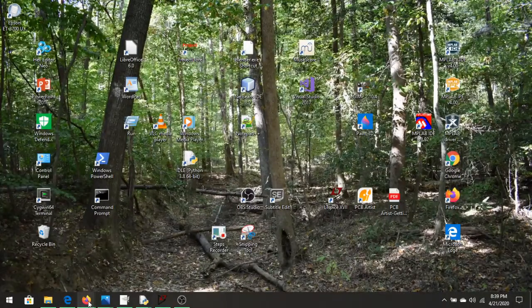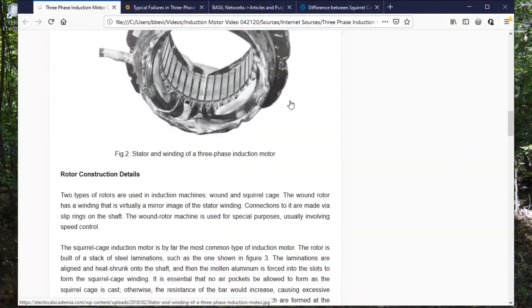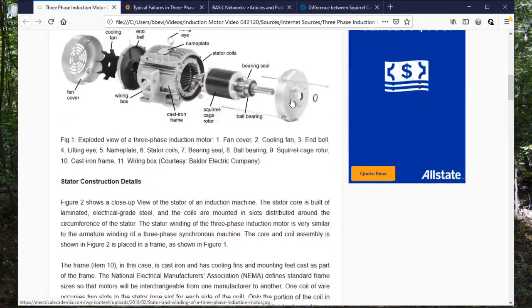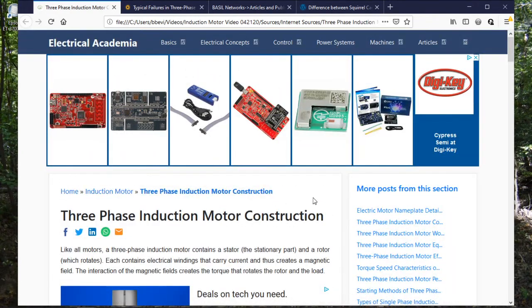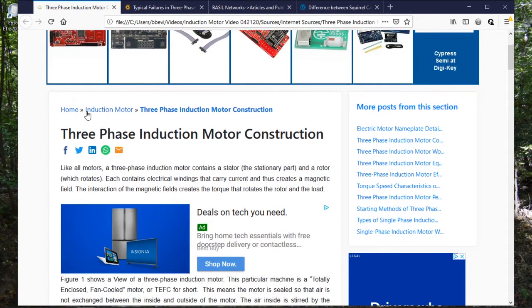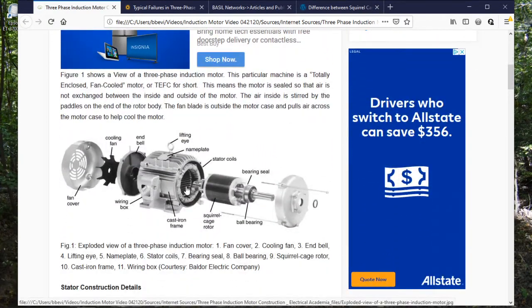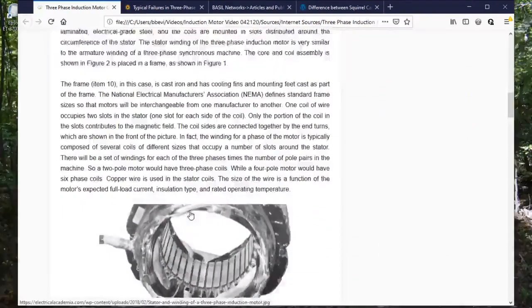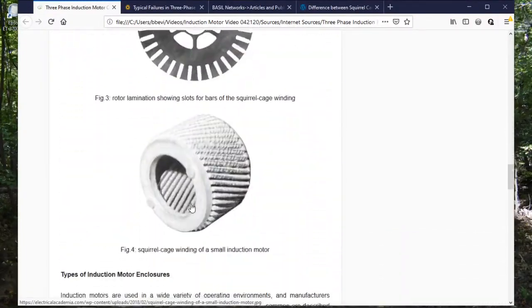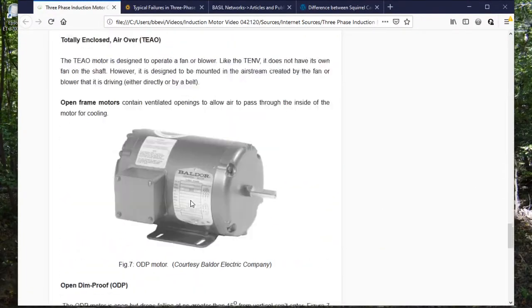On the internet, there are quite a few articles and websites. They're very helpful, but let me point out a couple of them because I use some of the material from each one of these. The first one is the 3-phase induction motor construction article from Electrical Academia. It has a good blowout, which I use in my presentation, good construction detail, and a really good article on induction motors.